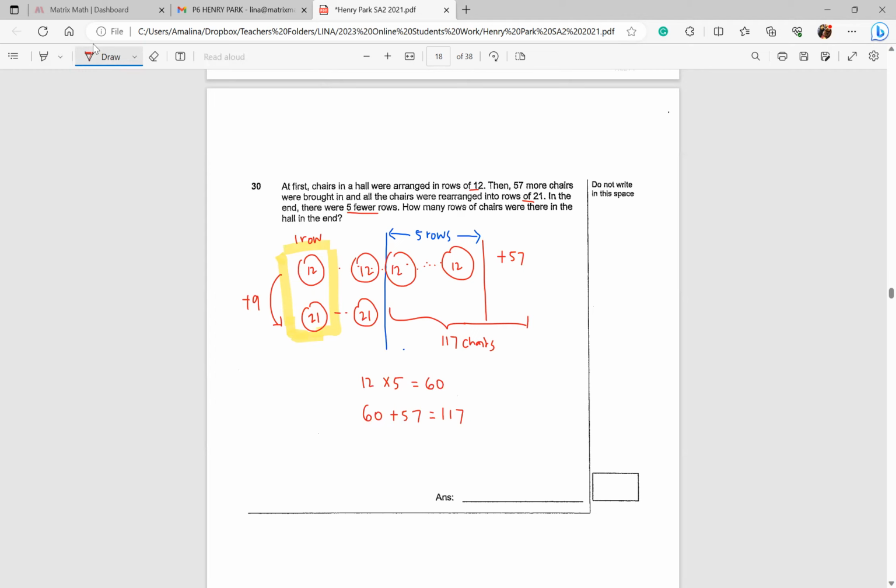So if I want to find the number of rows in the end, I take my 117. Sorry, hold on. Let me show you first the increase in the chairs for one row. So 21 minus 12, my increase is 9. And then if I want to find the number of rows, I will take my 117 divided by 9. So I get 13 rows. Okay, so that's the number of rows in the end.